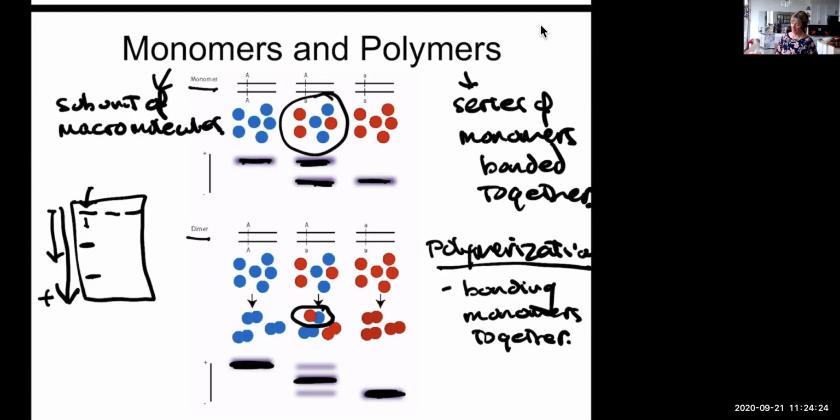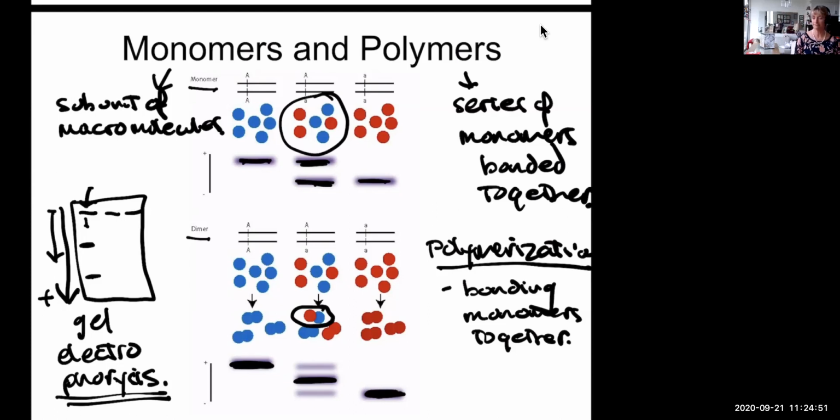This method is called gel electrophoresis. And it's a very effective method in forensics, for example, of figuring out the parentage of an individual, or the blood from a suspect, for example.